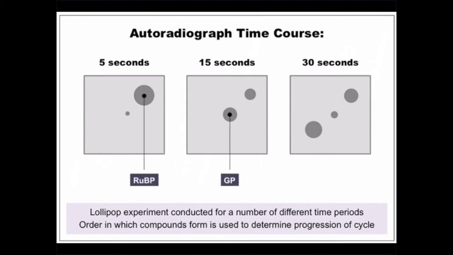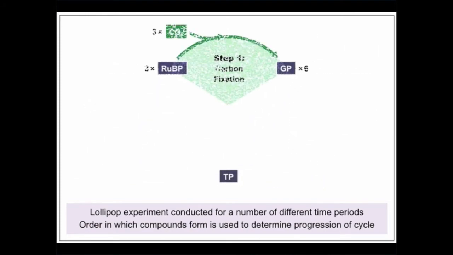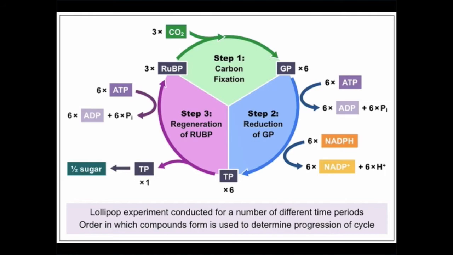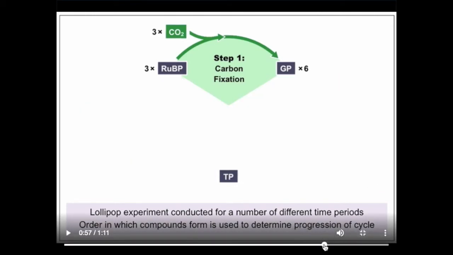So at 5 seconds, they have the RuBP carbon molecule. At 15 seconds, they have the GP molecule. At some later time, they have the TP molecule. Therefore, he concluded that RuBP is transformed into G3P, which is transformed into TP. You may not have understood it. Let me go back.